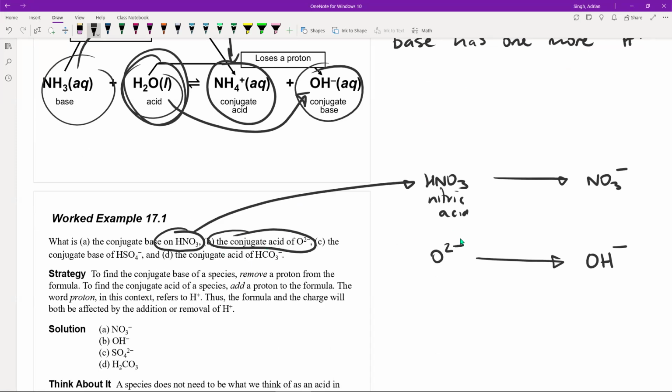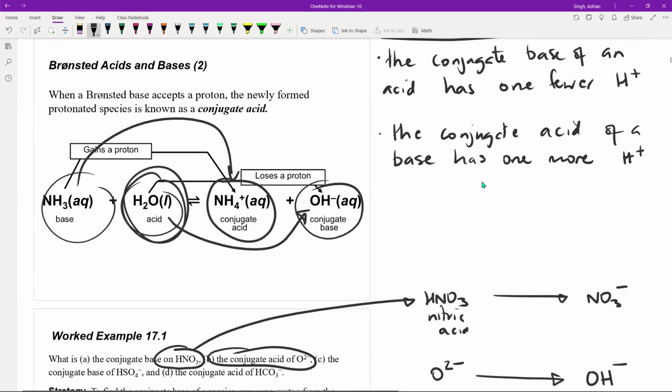If we're asked to figure out one or the other, we can apply our general principles up here to identify or to write out what the other member of the conjugate acid-base pair is going to be. This is going to be important as we start looking at some of the reactions that the acids and bases are going to undergo. And we'll use the terminology conjugate acid-base pair frequently throughout the remaining sections.